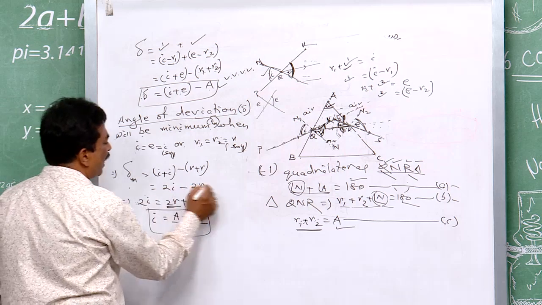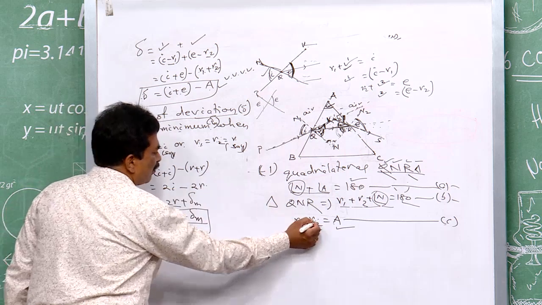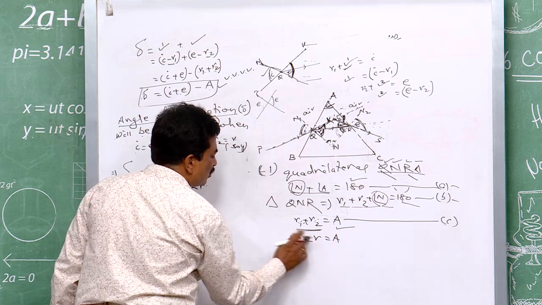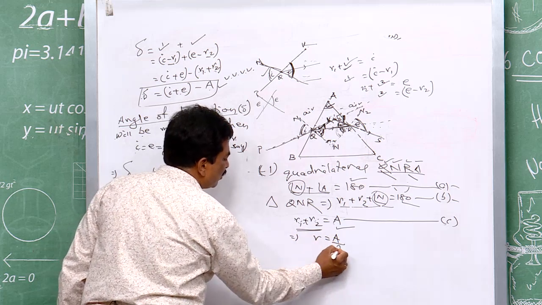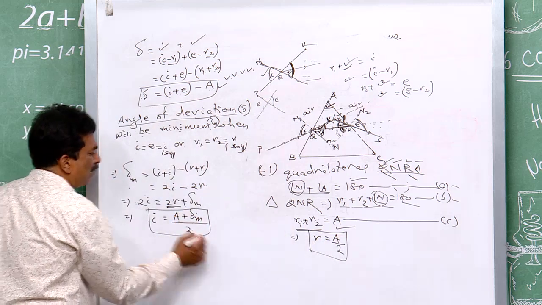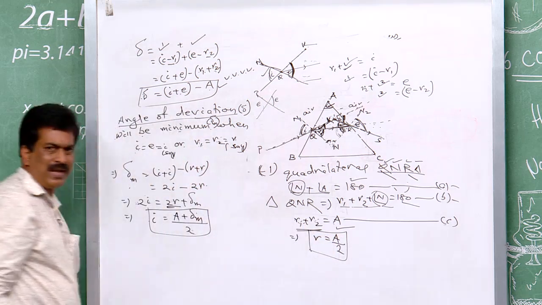Similarly, when 2R is equal to A, this R1 plus R2 is equal to A, means 2R is equal to A. So what is the value of R? R is equal to A by 2. So I is equal to A plus delta M by 2, R is equal to A by 2.